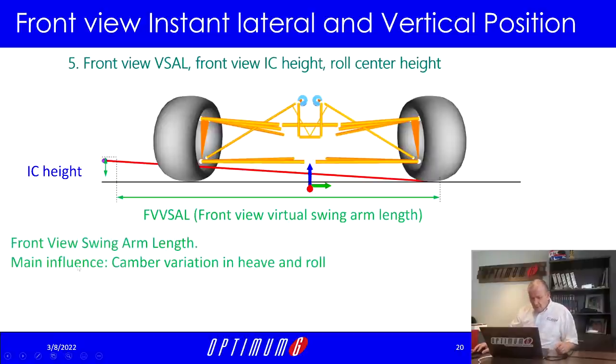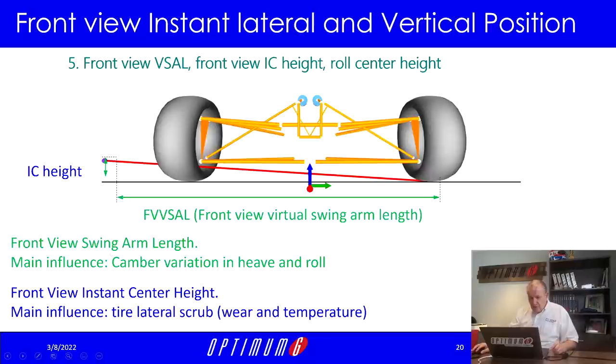So the biggest influence here is that the camber variation in roll and heave will be influenced. Obviously, if you have a very long virtual swing axle, you're going to have minimum camber variation in heave when the car goes up and down. But unfortunately, you're going to have a lot of camber variation in roll. And that's very important. I will explain to you why.